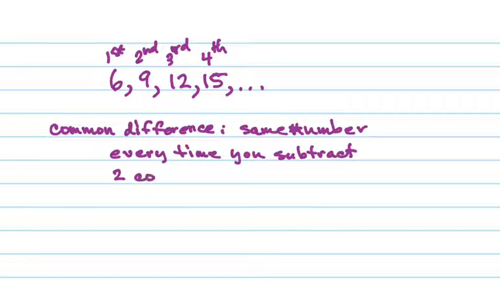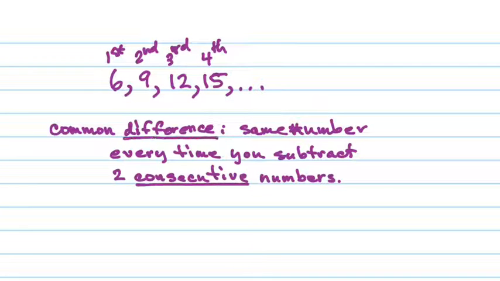Two consecutive numbers. Remember, consecutive means one right after the other. Difference always means that you're subtracting, right? And common means the same. So, common difference. Hugely important that you understand that term.